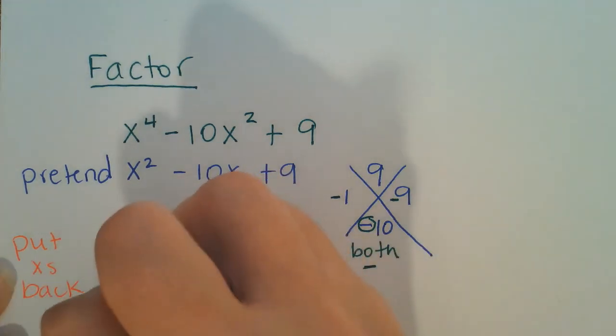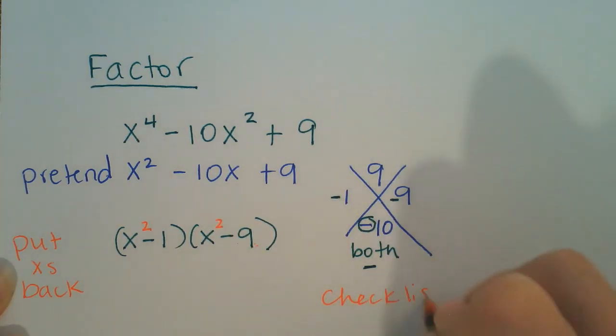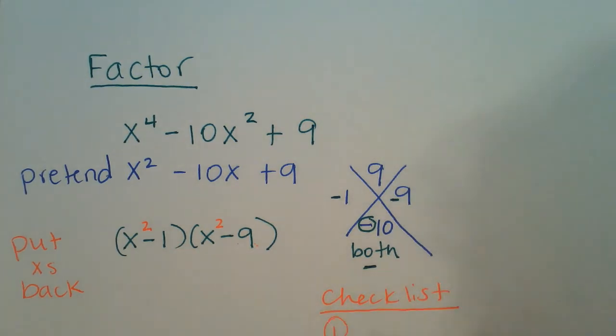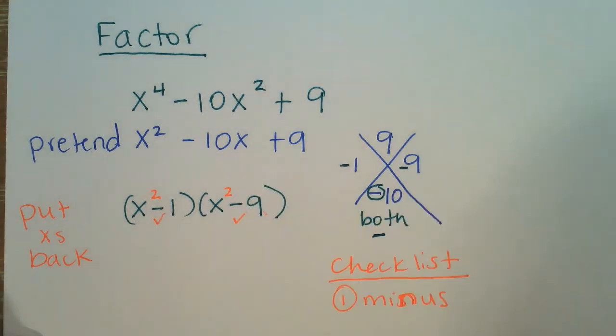So I'm going to put 2 here and 2 here. Now I'm going to go down my checklist to see if I have a difference of squares. So again, the first thing I check, is there a minus sign? So this one's got a minus sign and this one's got a minus sign. Okay. Next, I check, is the number a perfect square? Like 1, 4, 9, 16, 25, and so on.